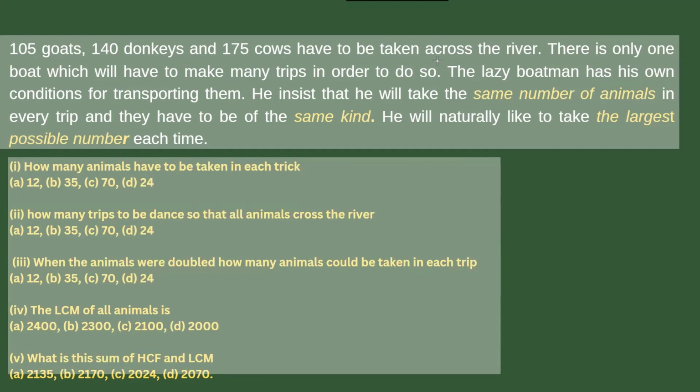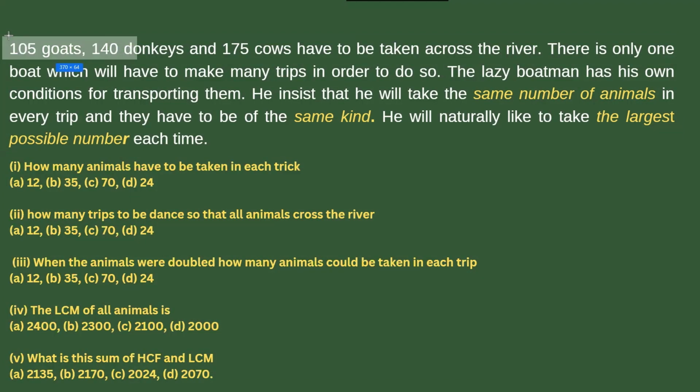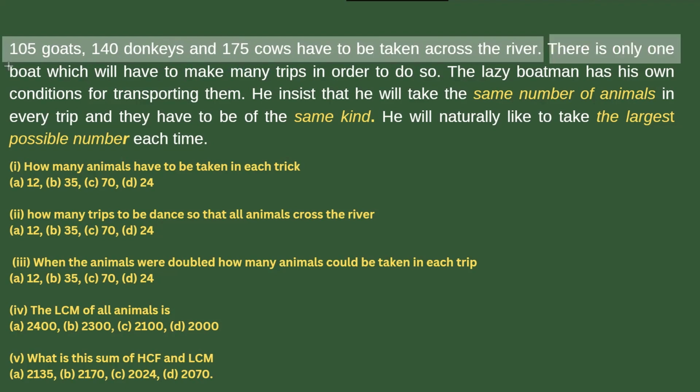Now let's read the case over here. It says 105 goats, 140 donkeys, and 175 cows are to be taken across a river. Further, it says there is only one boat to make this trip.